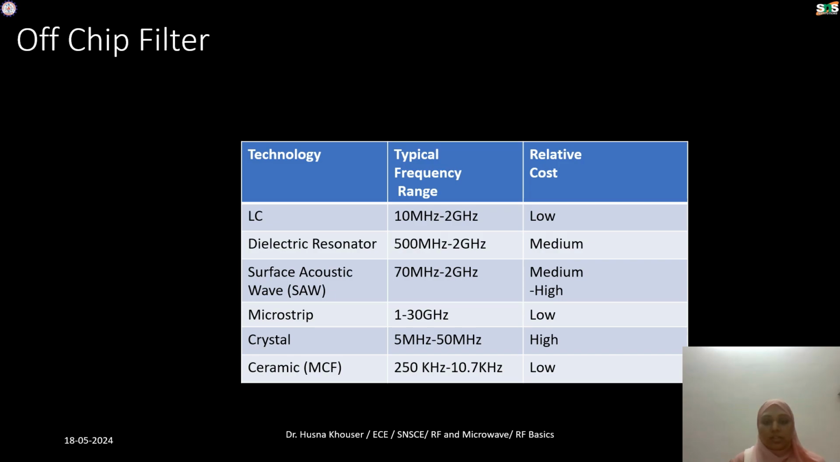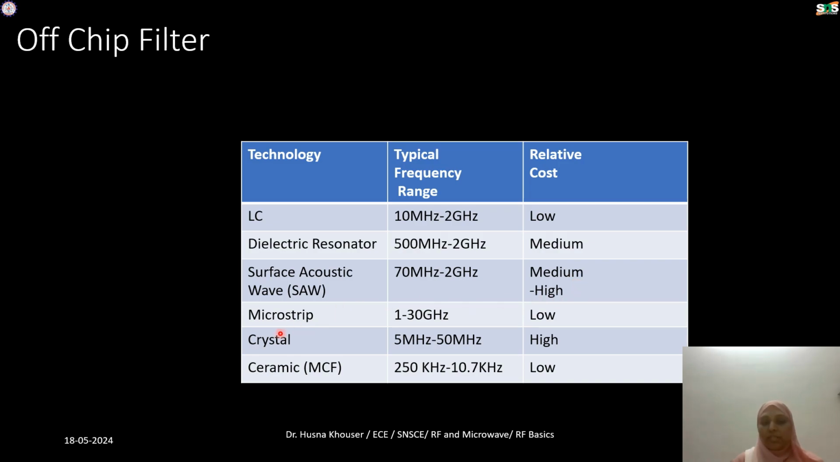So here we can see this LC filter is for low frequency applications, typically of 10 megahertz to 2 gigahertz. So the cost is low, and we use the resonators for low frequency up to 2 gigahertz, and their cost is medium. The SAW filter ranges from low frequency up to 2 gigahertz only, and the cost is between mid and affordable.